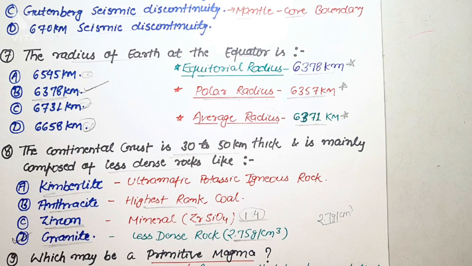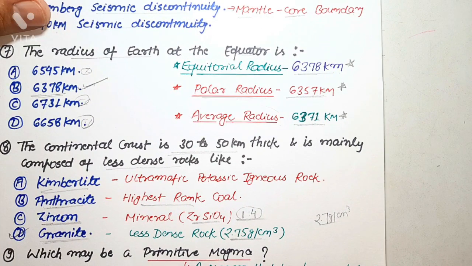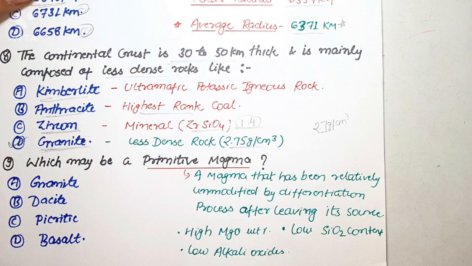Not only granite, 90% of the crust is composed of igneous rock. Now it may be basalt also or granite. Now the next question is, which may be a primitive magma?